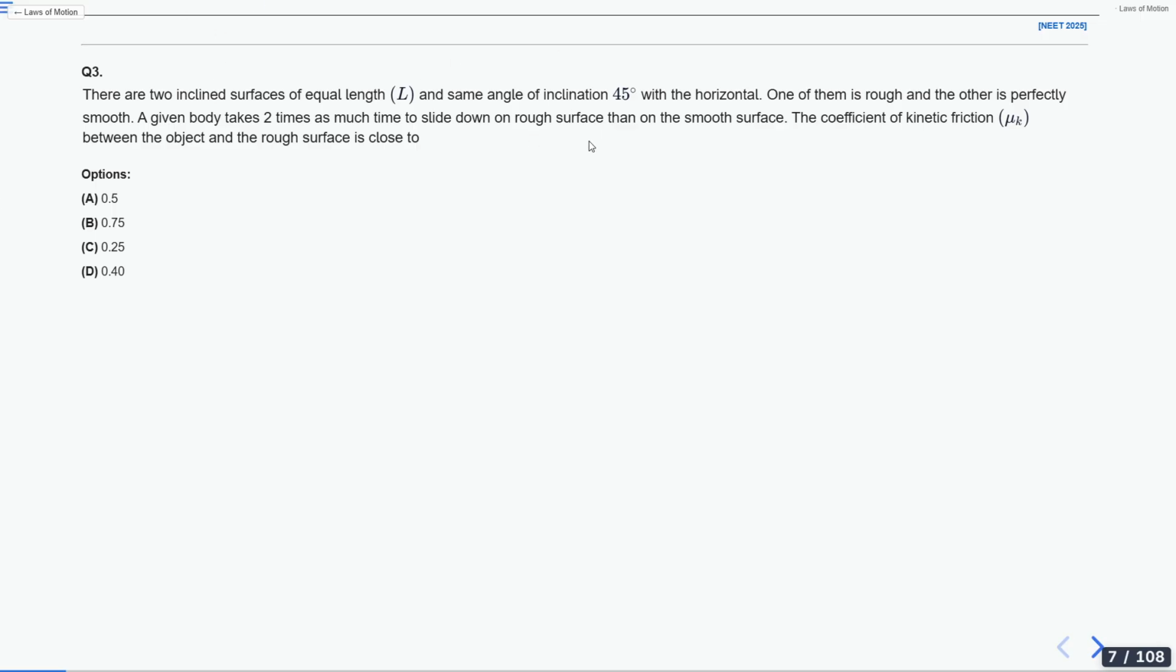Can you try it? You have to make two inclined surfaces, and there will be mg perpendicularly downwards, but along the surface there will be g sine of theta acceleration. The length is the same, L, and the inclination theta is also the same. So you are told to find the coefficient of kinetic friction.